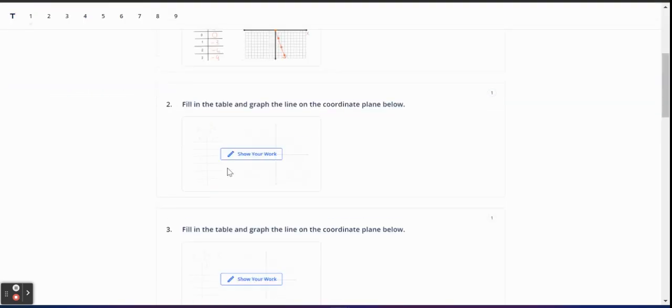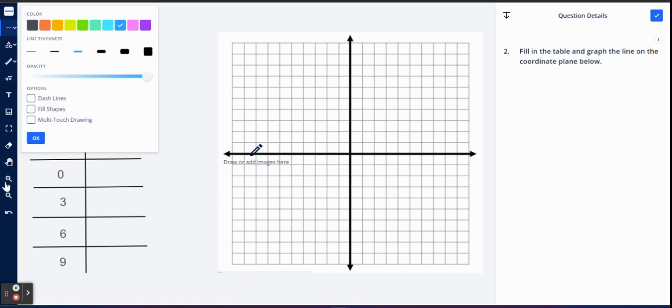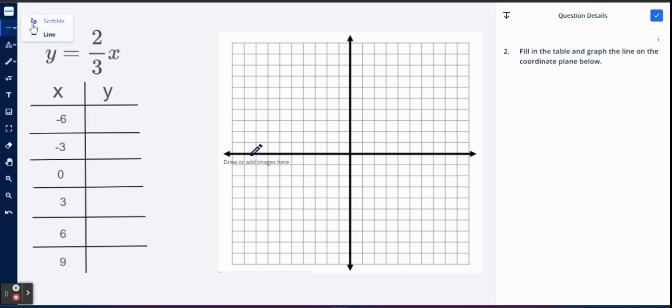Let's do another one. Okay, this one right here. I'm going to change colors for this one. Okay, go back to my scribble. Ooh, 2/3. Now, if you're not good with fractions, you can use a calculator. 2/3 x. All right. So 2/3 times negative 6.